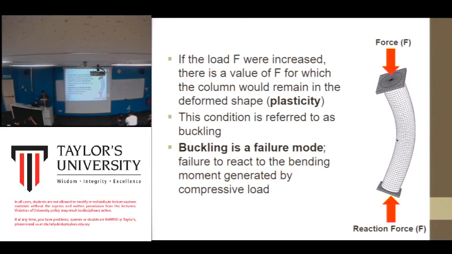Okay, so this condition is referred to as buckling, and buckling is a failure mode, meaning once a structure buckles, in this case a column, or previously in beams, and it doesn't go back to the original shape, then we can say that the structure has already failed. So it doesn't have to break entirely, it doesn't have to be crushed entirely, but as long as it cannot go back to the original shape, the structure is considered failed.